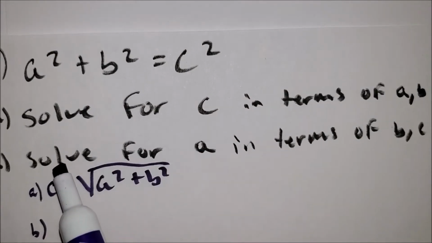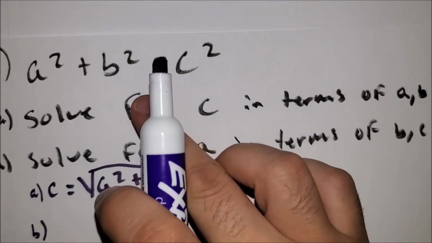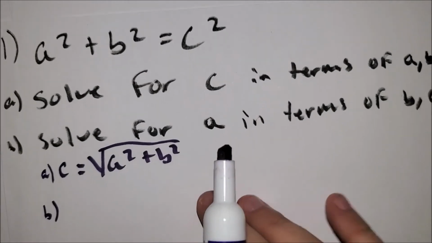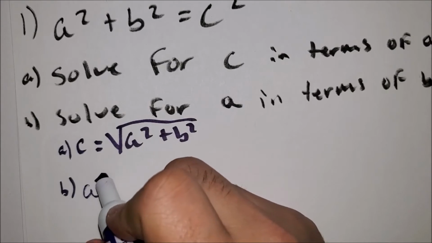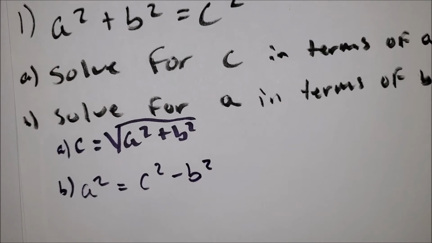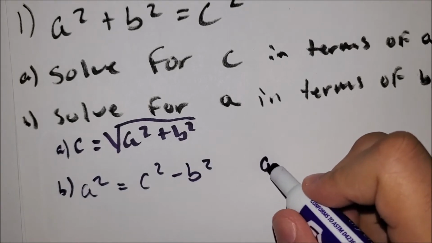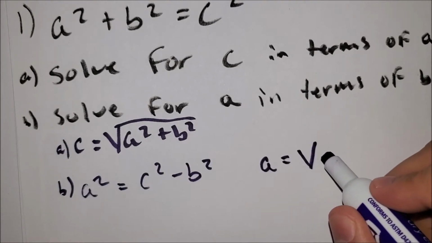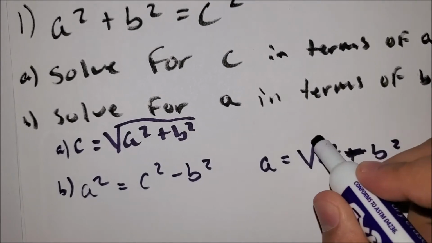The second one says solve for a in terms of b and c. The first thing we need to do is subtract b squared from both sides to get a squared by itself. So when you subtract b squared, you're going to end up with a squared equals c squared minus b squared. Then, similar to what we did here, we square root both sides, and you get a is the square root of c squared minus b squared.